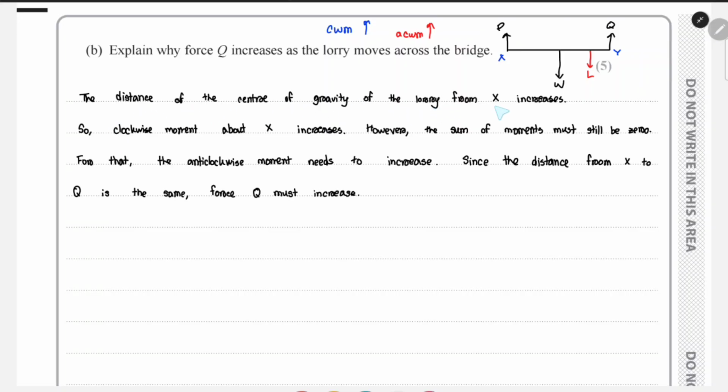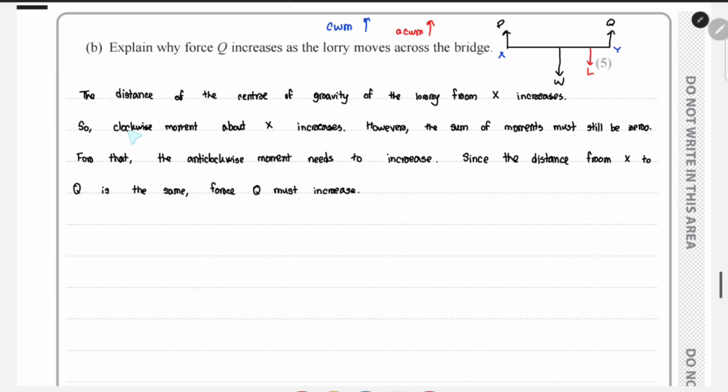We talk about how the distance of the center of gravity of the lorry from X increases, and hence the clockwise moment about X increases. However, the sum of moments must still be 0. So basically clockwise moment equals anti-clockwise moment. And for that to happen, anti-clockwise moment needs to increase. And since this distance over here from X to Y, or from X to the force Q, is unchanged, it's the force Q that must increase for this to happen.